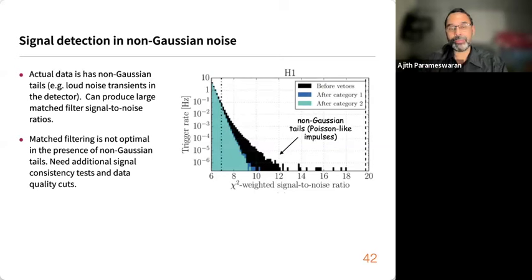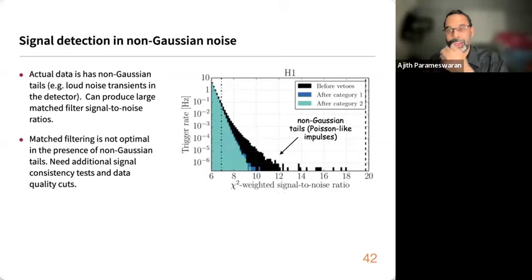It turns out that the data are not exactly Gaussian. There are some non-Gaussian tails. If you look at the distribution of the samples of the LIGO Virgo data, they're mostly distributed according to Gaussian distribution, but there are non-Gaussian tails.